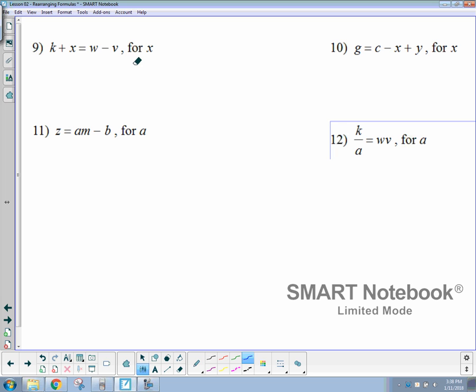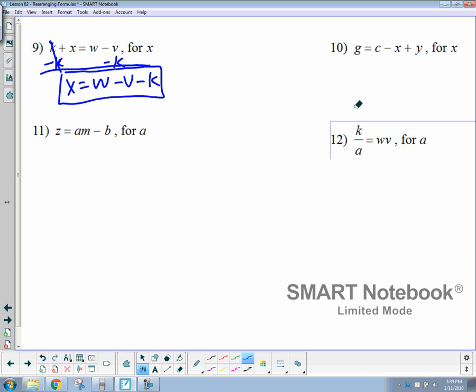Alright, so I'm going to start this one. We're solving for x. Notice where x is. We need x to be by itself. Well, here's k. K is being added, so I'm just going to subtract it. So those k's will cancel. Bring down the x. None of this is like terms, so I'm just going to bring it all down. W minus V minus K. That one's done.